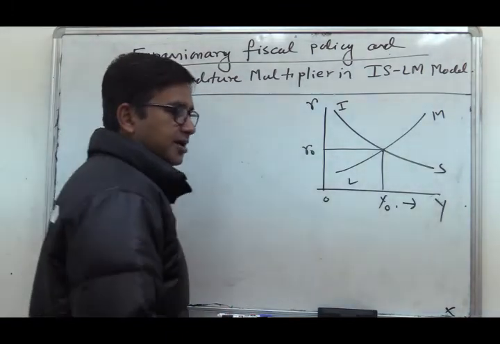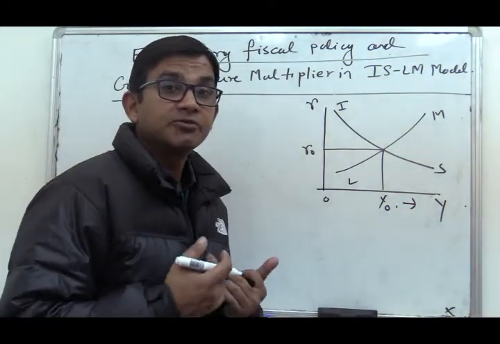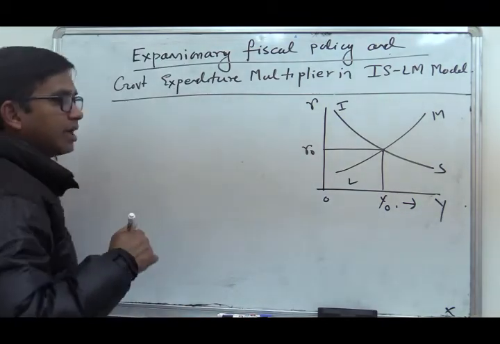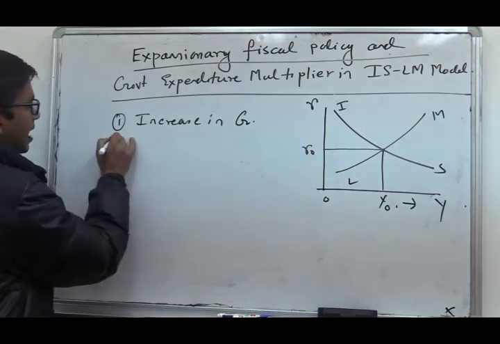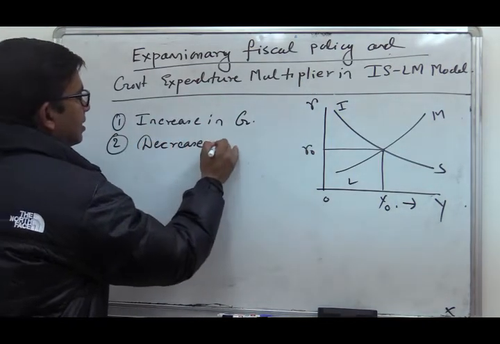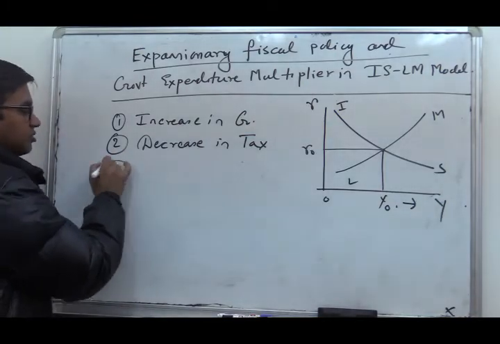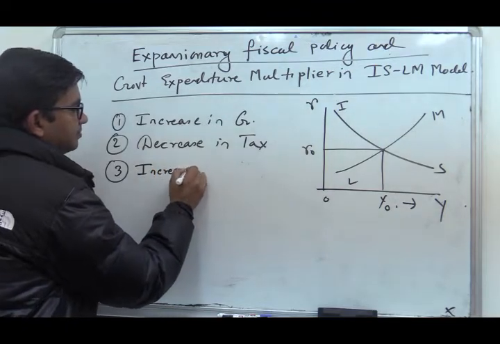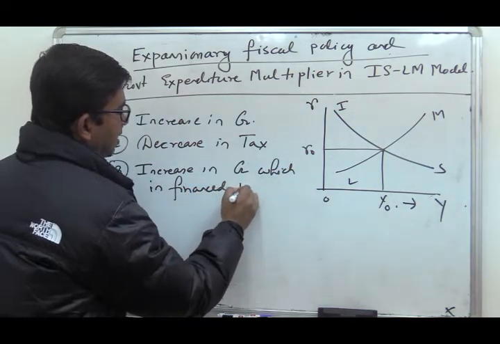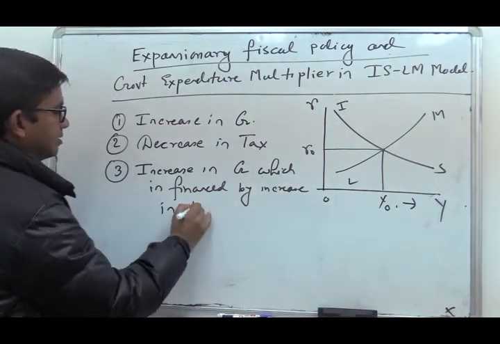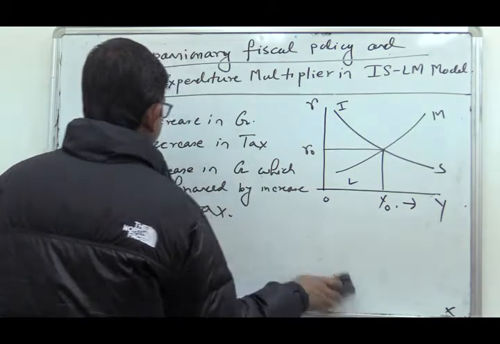So now we consider that, as a part of aggregate demand management policy, the government adopts expansionary fiscal policy. Expansionary fiscal policy can be adopted in two ways. Number one, increase in public expenditure, and number two, decrease in tax. And third is increase in public expenditure which is financed by increase in taxation. So initially we will start with aggregate demand management policy that deals with increase in government expenditure.